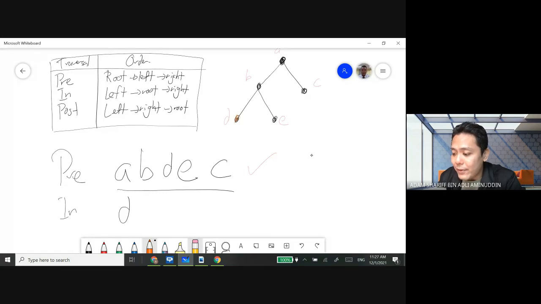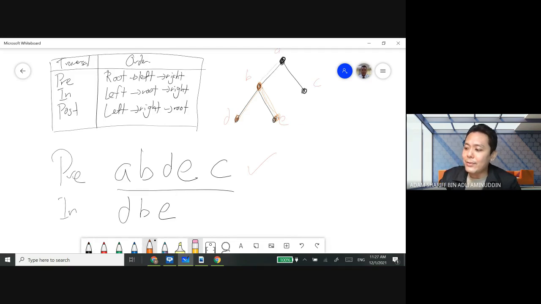you already visit left, then the next priority should be given to the root. Root dia ialah B. So D, B, when you finish the root, then you go to the right. E. So D, B, E. We finish the left, the root and the right on this subtree.